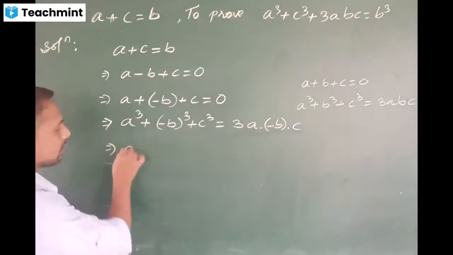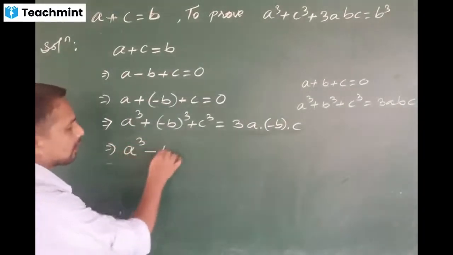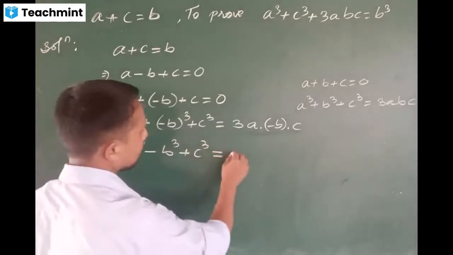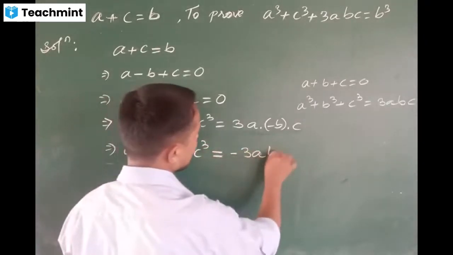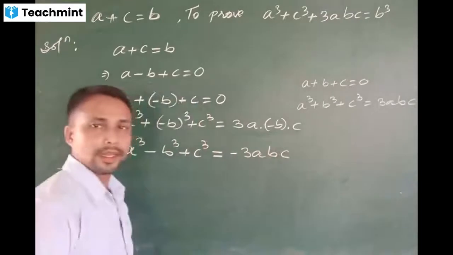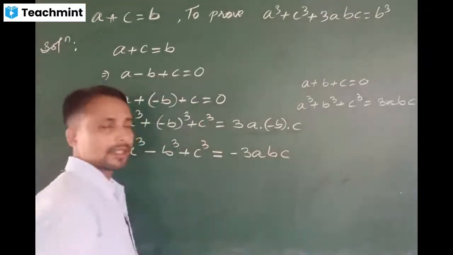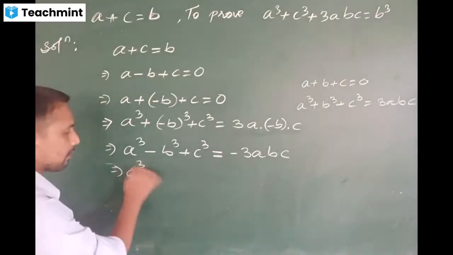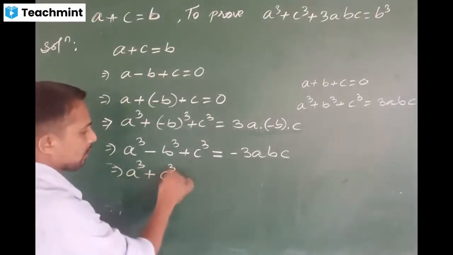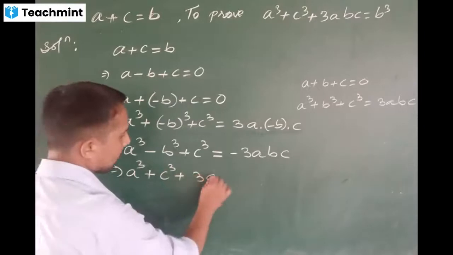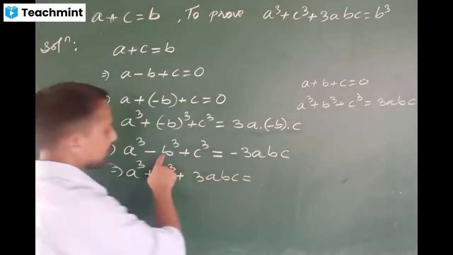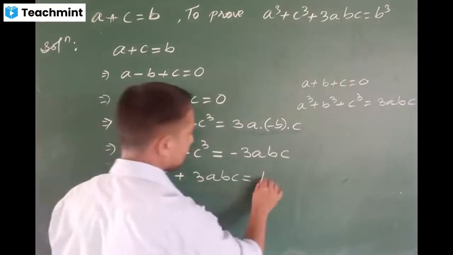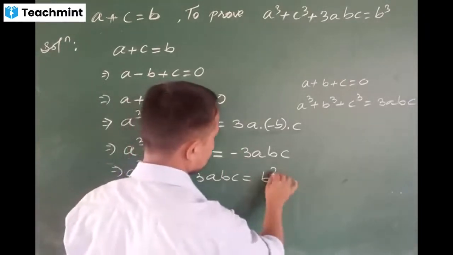Now this value is A³ − B³ + C³ = −3ABC. Let us bring this one to this side: A³ + C³ + 3ABC. Then we can take the −B³ towards the right hand side. It is equal to plus B³.